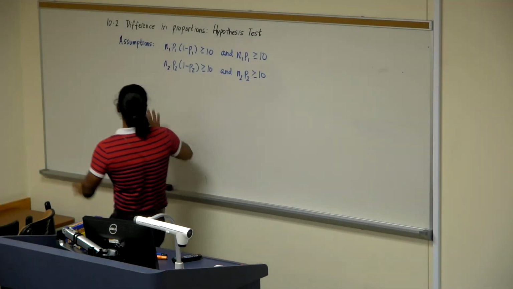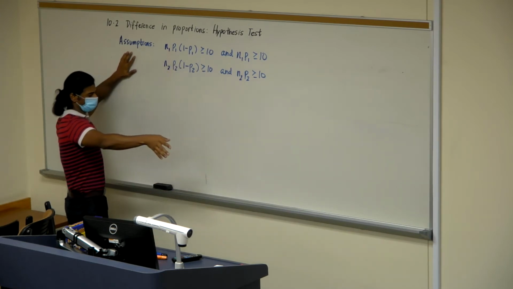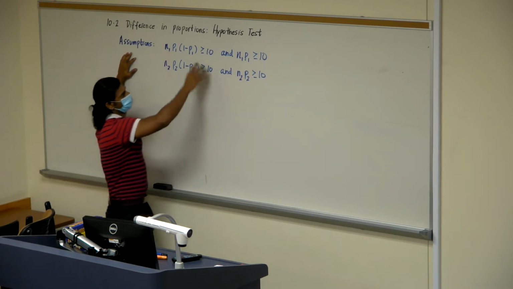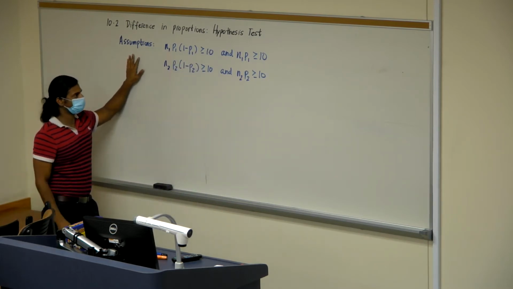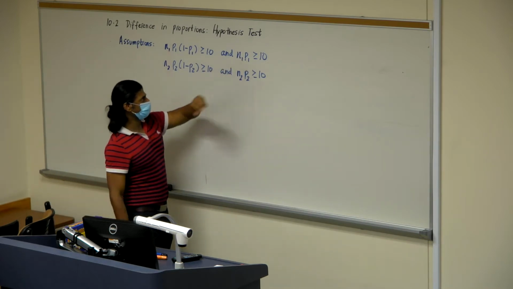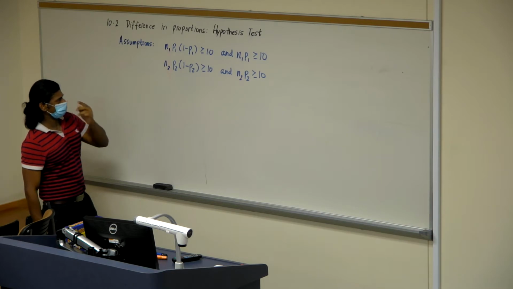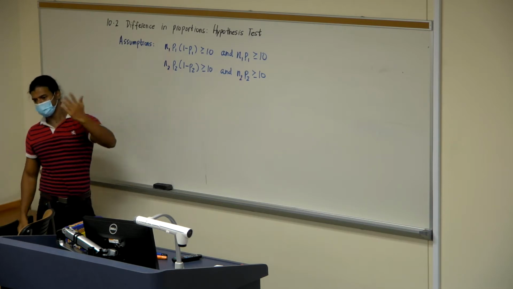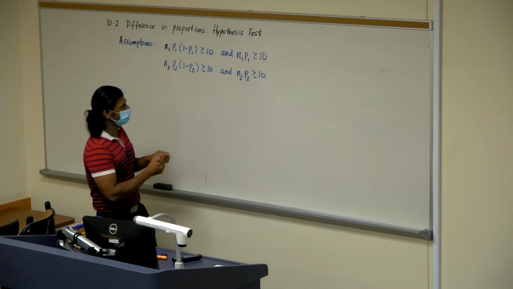So the assumptions: N1 times P1, where P1 is the proportion with the first sample, times 1 minus P1 has to be greater than or equal to 10, and the same applies for N2 times P2: the same condition for the second sample. Of course, the samples have to be independent.